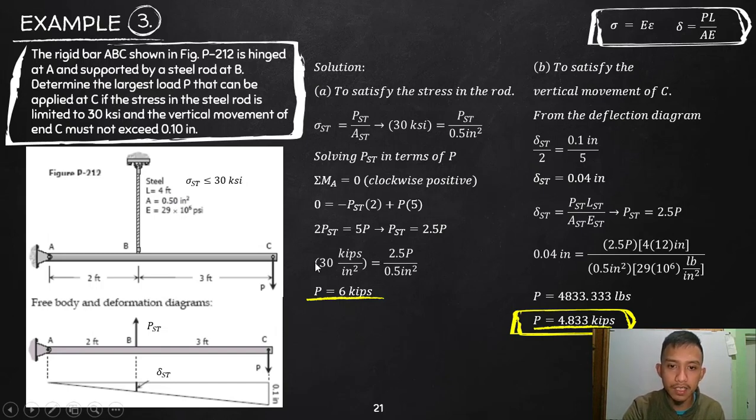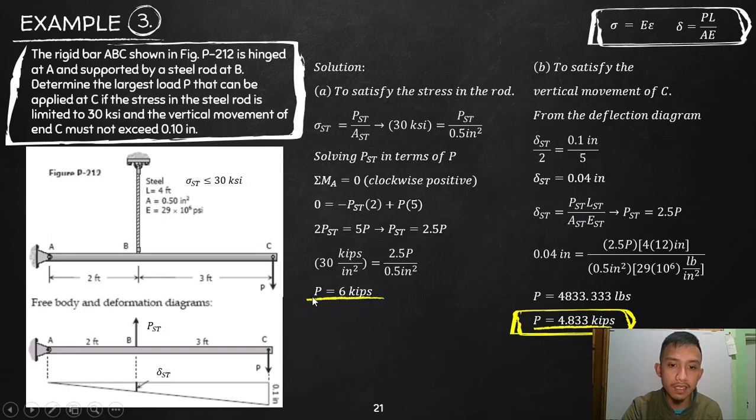So given the limited stress and given our area, the unknown is P. Playing around with this, inches squared will cancel. So this will go down, this will go up. You can check that one. 30 times 0.5, divide this by 2.5, we will end up with exactly 6 kips. Inches squared will cancel, so we'll end up with kips. So that is the P for us to attain that 30 ksi in your steel bar.